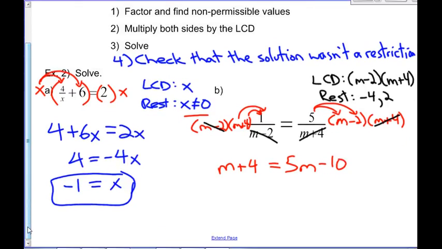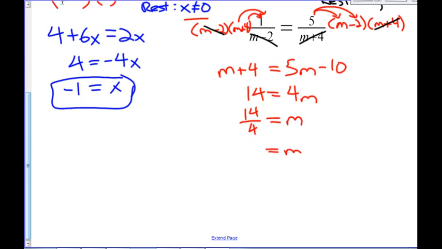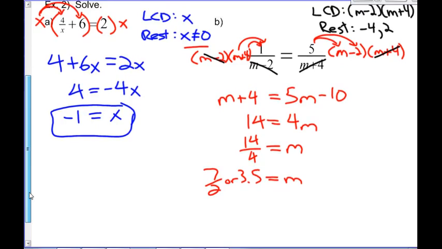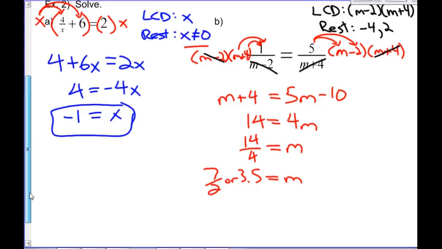Let's go back and finish this off. We'll say 4m equals 14, or m is 14 over 4. So m is, you can call it 7 over 2 or 3.5. Let's check. Was that a restricted value? No, the only restrictions were -4 and 2, so this should be fine.